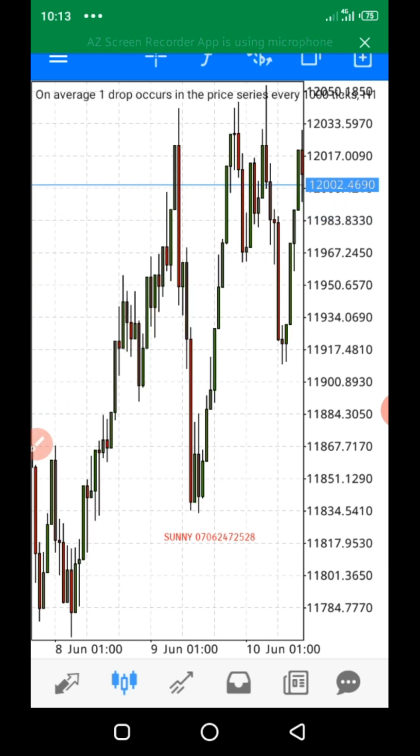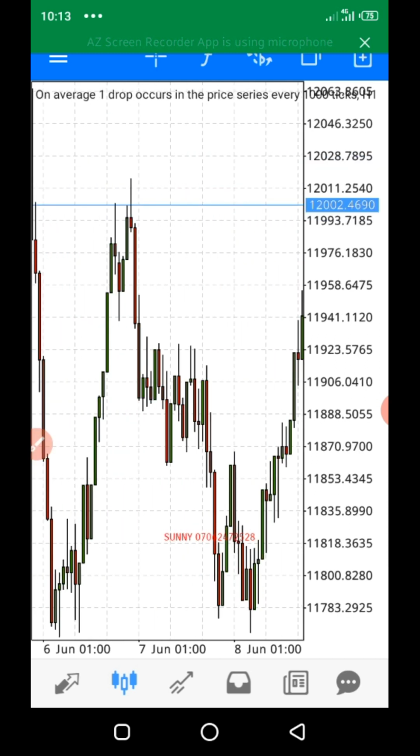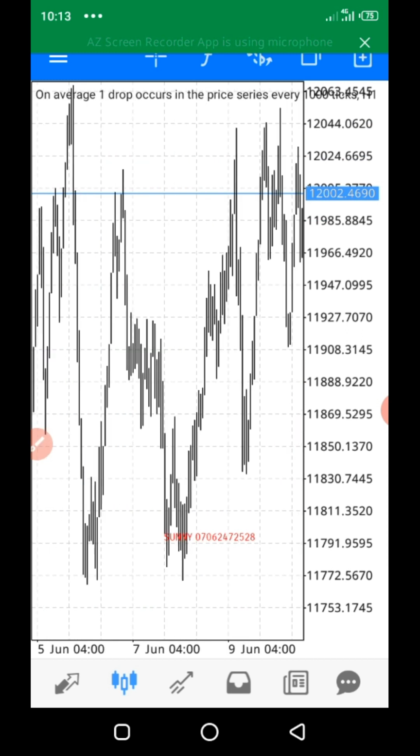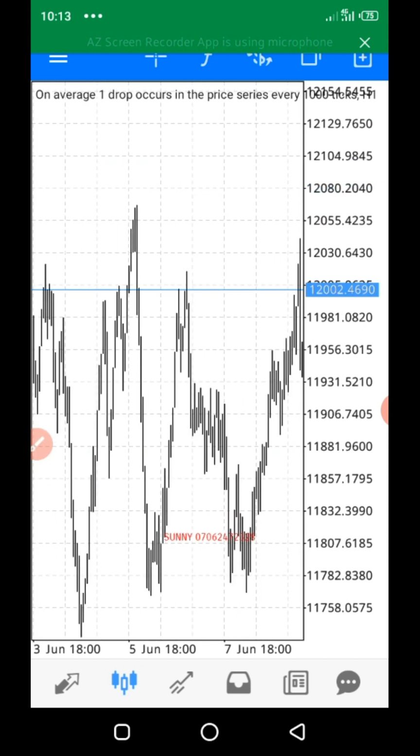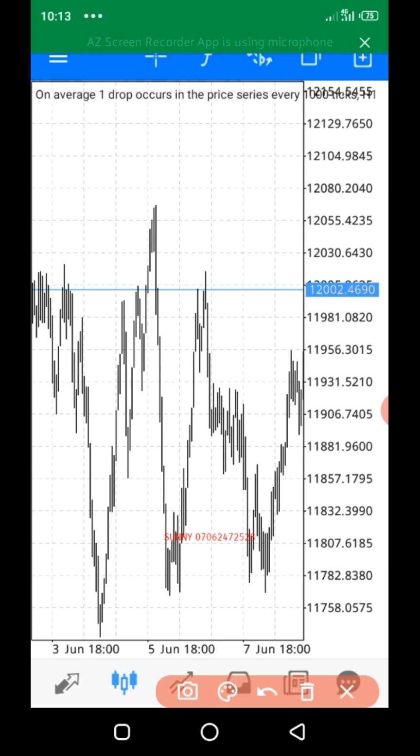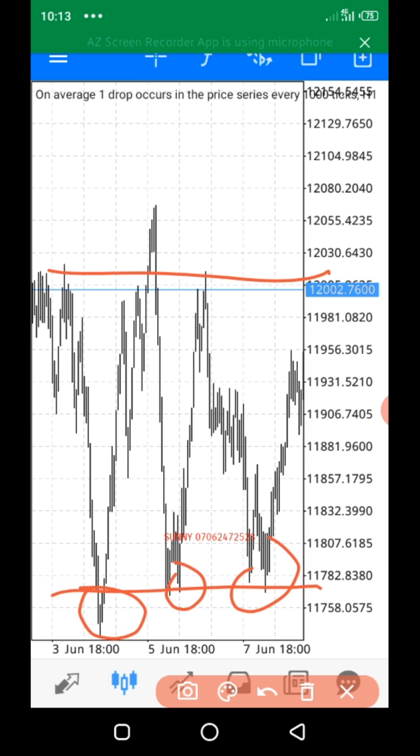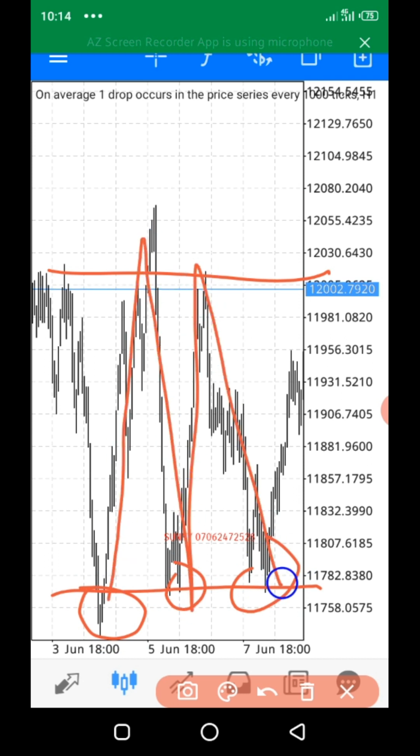Now I'm going to back test. I'm going to show you something. You notice something here. Look at along this line, market always reverses. Along this line, market always reverses. There's a reversal here, there's a reversal here, there's a reversal here to the upward side. Look at market reverse on this side. Came down, reverses, came down, reverses.